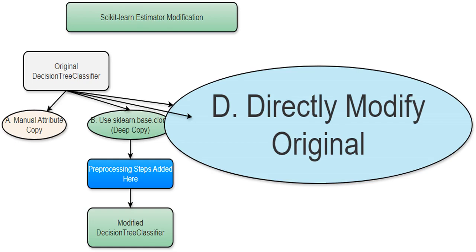I want to keep the original DecisionTreeClassifier unchanged, so directly modifying it introduces uncertainty and can lead to hard-to-find bugs. Think of it like directly editing a master document. It is generally not a good idea.